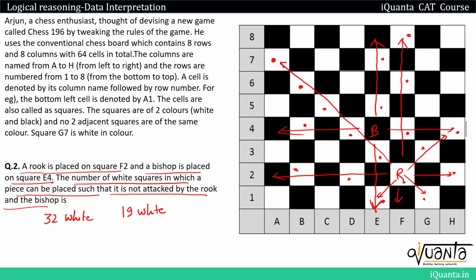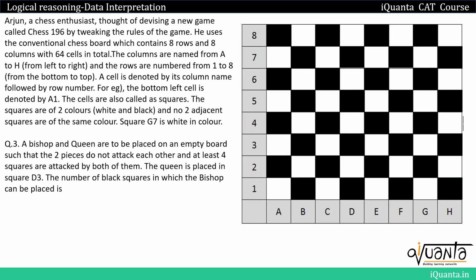So to find out the number of white squares that are not attacked by the rook and bishop, we'll deduct 19 from 32, we'll be getting 13. So 13 will be the correct answer to this question. Let's solve the last question now.